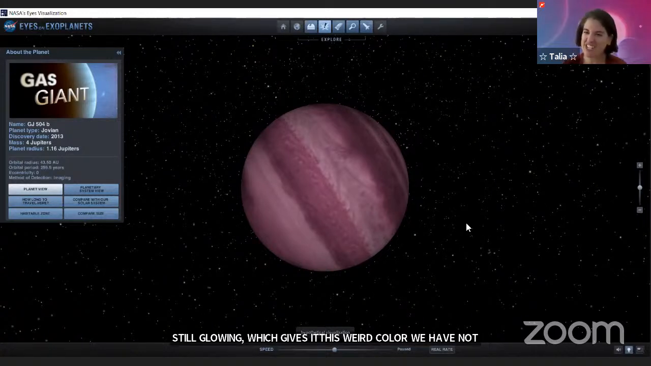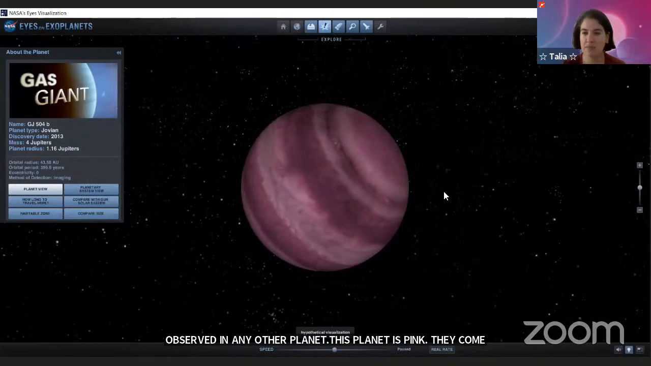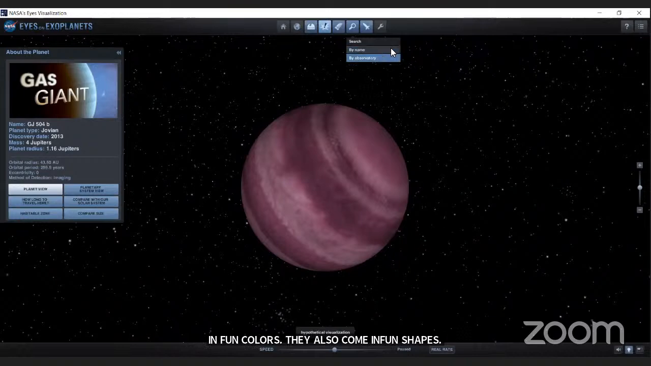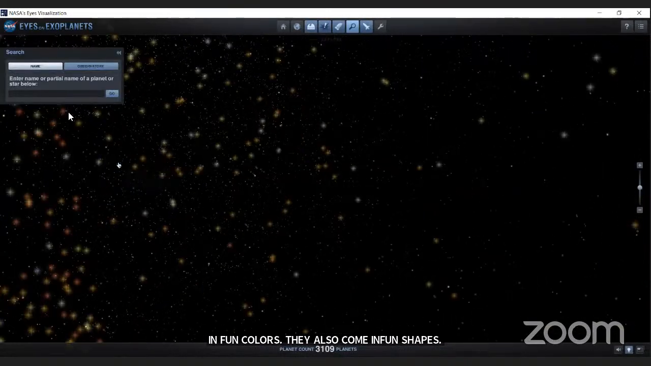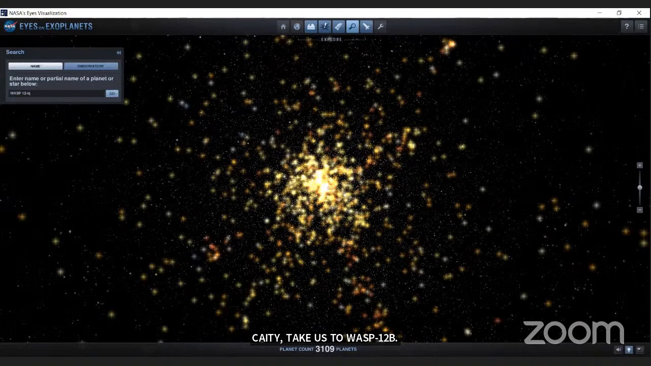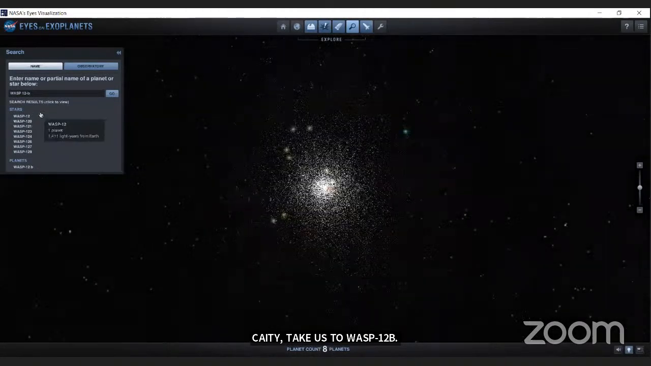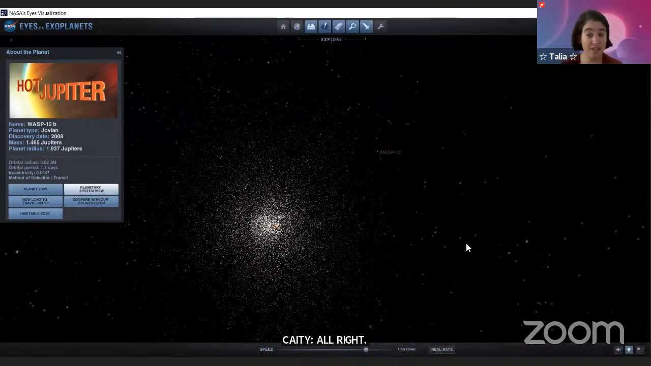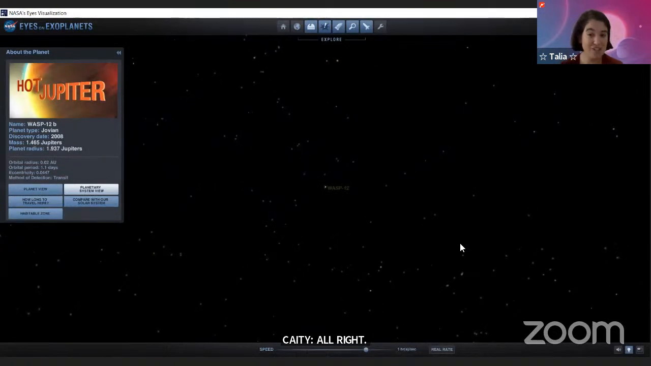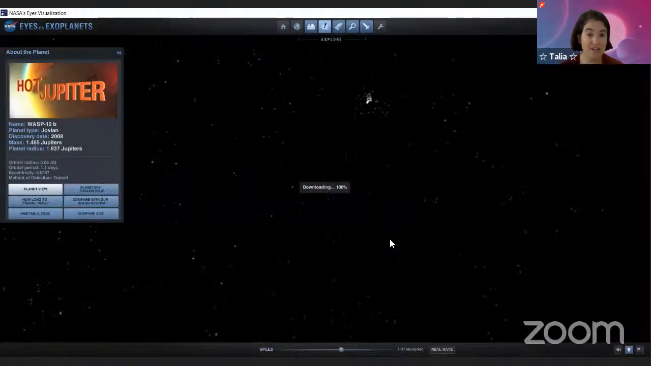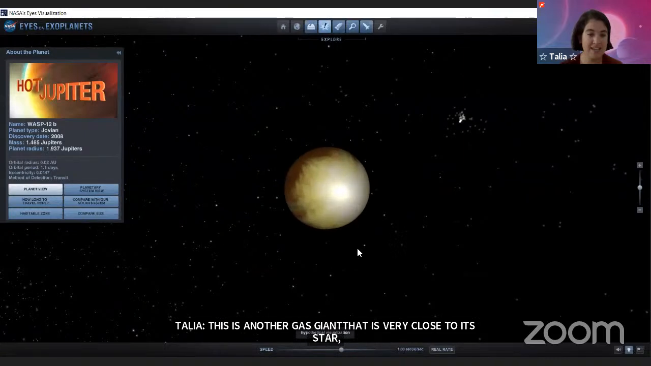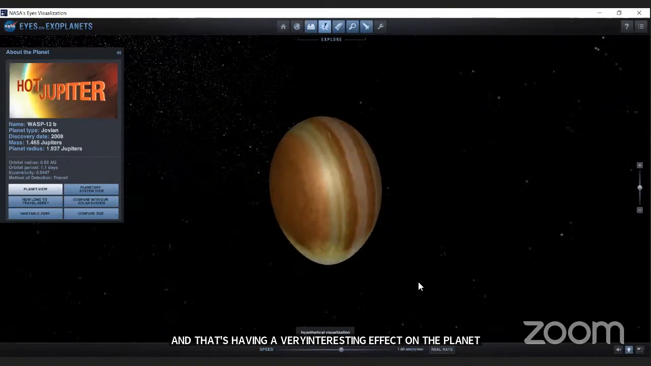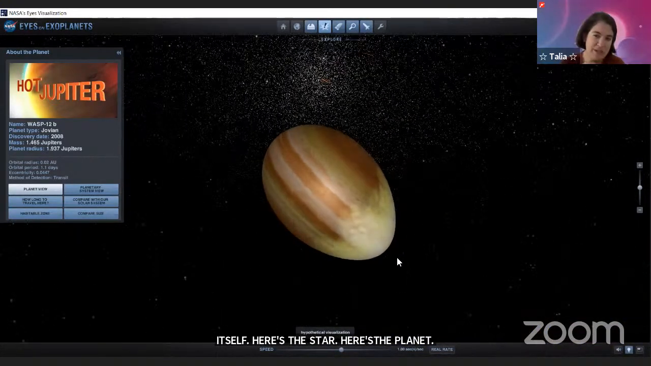They also come in fun shapes. Katie, take us to WASP 12b. All right. So this is another gas giant that is very, very close to its star, and that's having a very interesting effect on the planet itself. So here's the star. We're going to zip over to the planet instead. And Katie, can you fly us around it a little bit? Whoa. Yeah. What do you guys notice about this one?